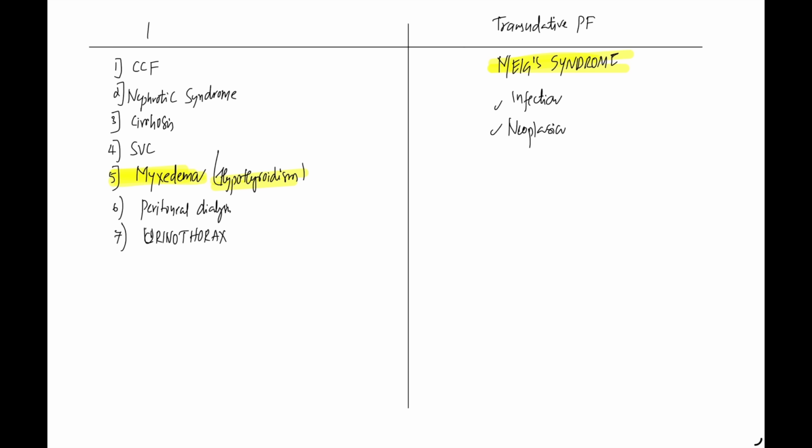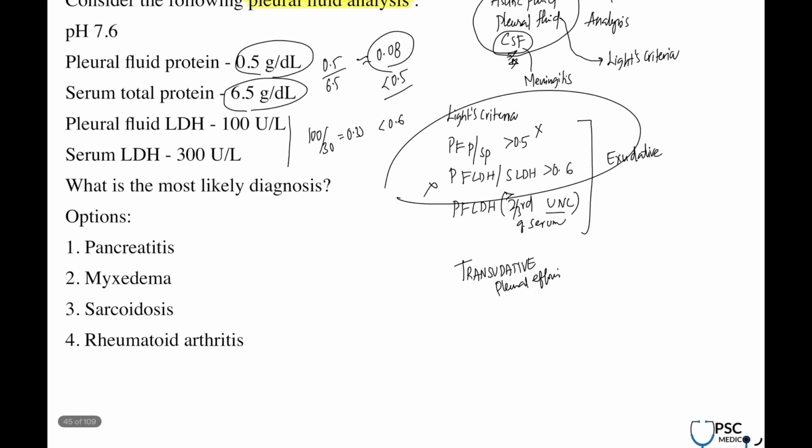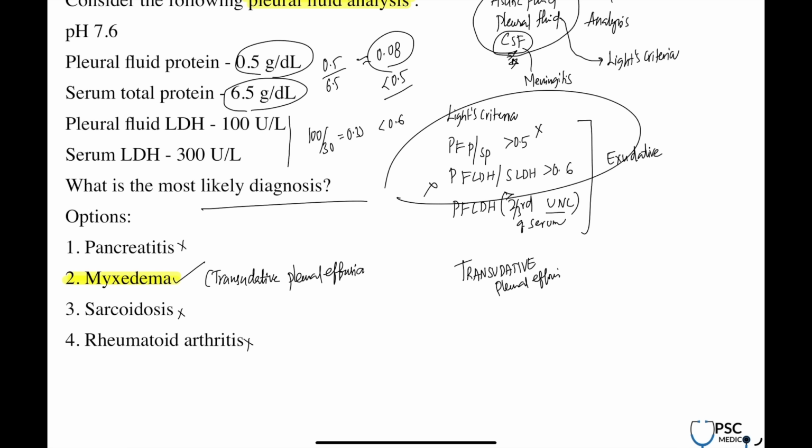Sorry, there's a lot of confusion here. I started writing transudative here, and here I'm writing exudative. Sorry, my bad. Any exudative cause: we have Meigs syndrome, infection, and neoplasia. Now let me read the question: what is the most likely diagnosis? Pancreatitis is exudative, myxedema is transudative, sarcoidosis is exudative, rheumatoid arthritis is exudative. So the correct answer for this question is myxedema, because it is a transudative pleural effusion. Very easy, very important question.